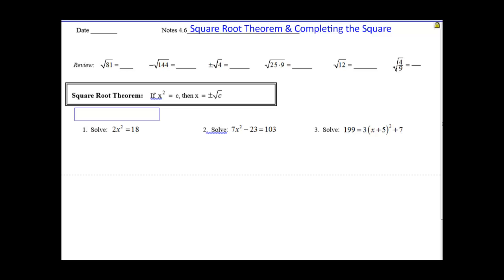4.6a, square root theorem. Here we go. Review. Hit pause. First 6 questions.